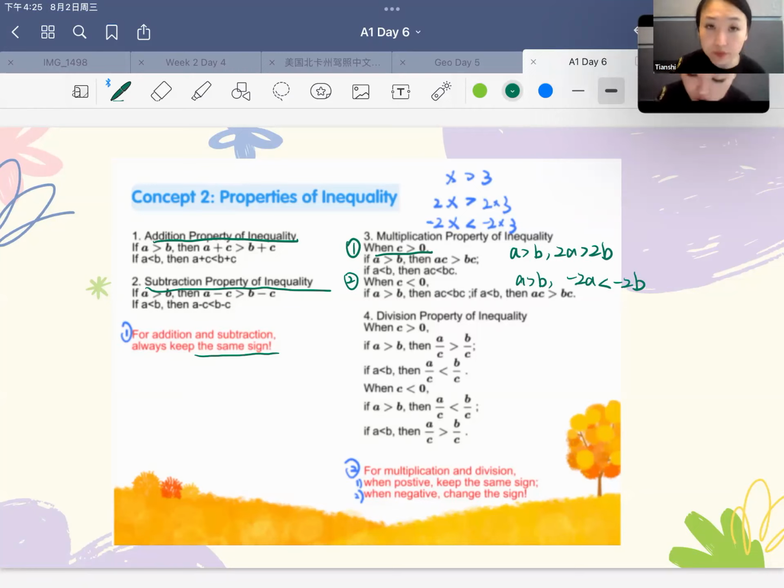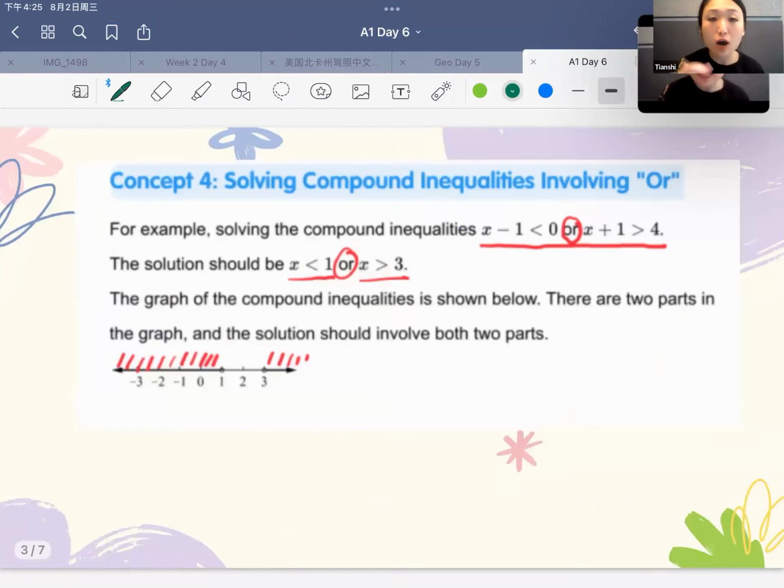For division, if we divide by a positive number on both sides, the inequality sign still holds. But if we divide by a negative number on both sides of the inequality, then we need to flip the sign. So these are the two situations for division and also multiplication. So here are the basic rules. For multiplication and division, when we multiply or divide by a positive number, we keep the sign. But if we multiply or divide by a negative number, we need to change the sign. So these are the basic properties.